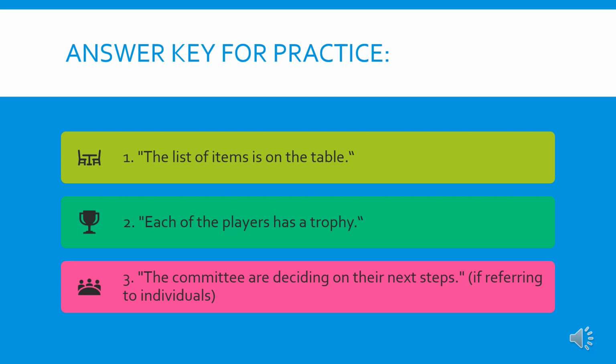Here are the correct answers. The first sentence should be the list of items is on the table. In the second, each of the players has a trophy. And for the third one, depending on context, the committee are deciding on their next steps, if you're referring to them as individuals. Great work.